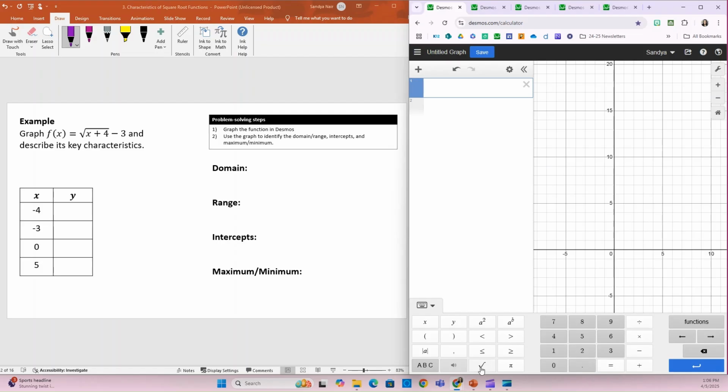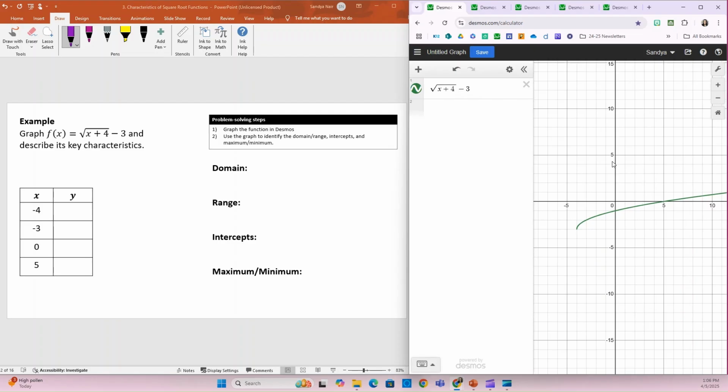So I'm going to go ahead and type this function into Desmos. So I have x plus 4, and then I have to click outside of the square root to put that minus 3 on the outside. You want to be very careful in doing that, because if you just keep typing, it puts everything under the square root. So now let's look at some key characteristics.